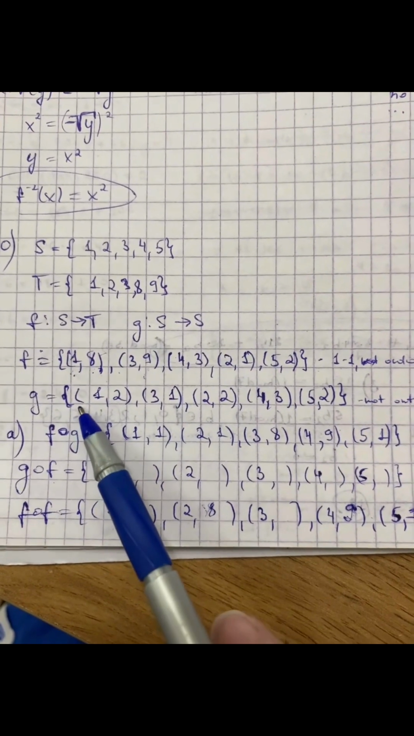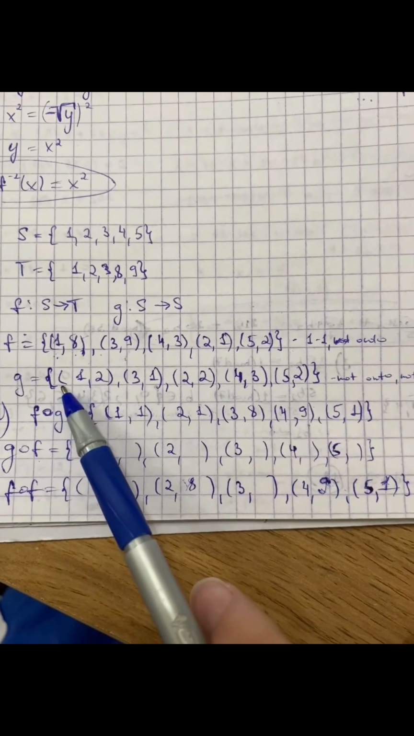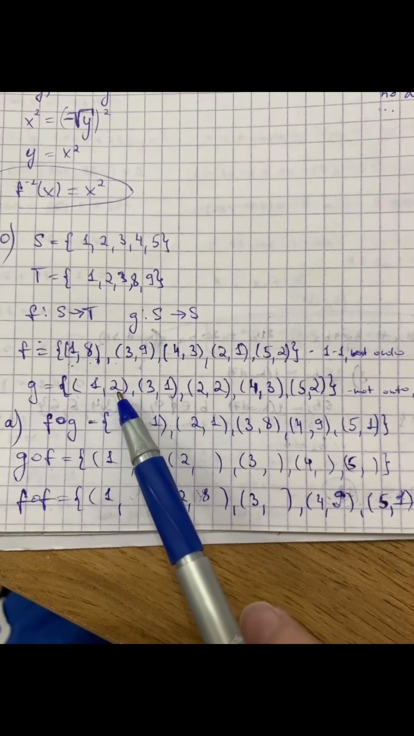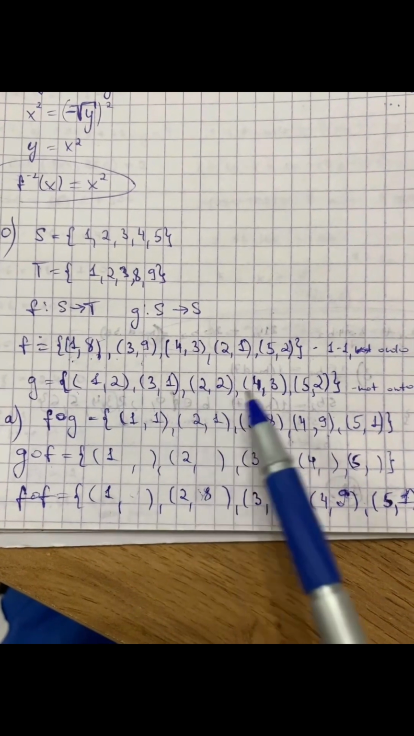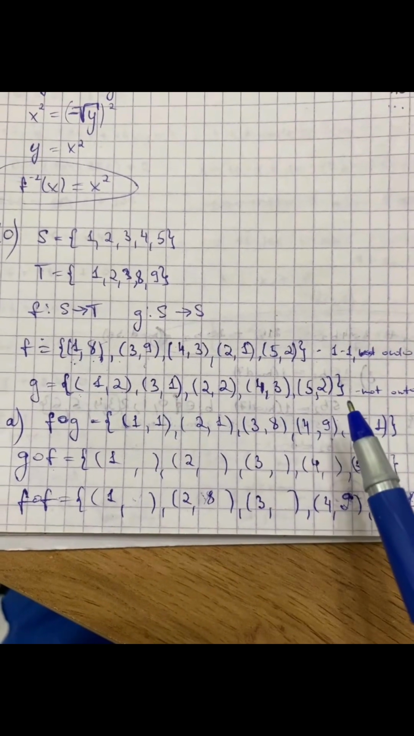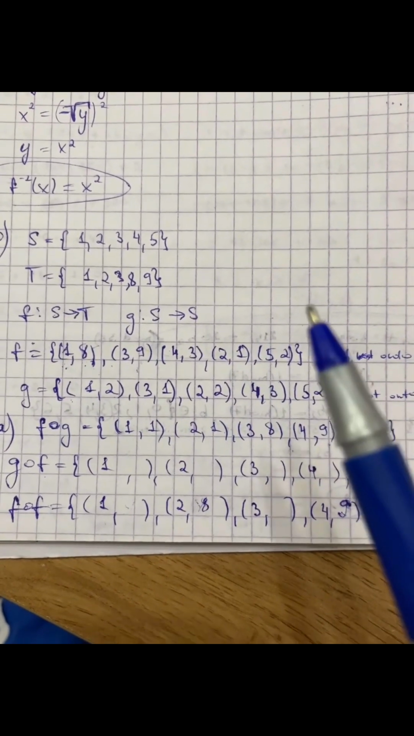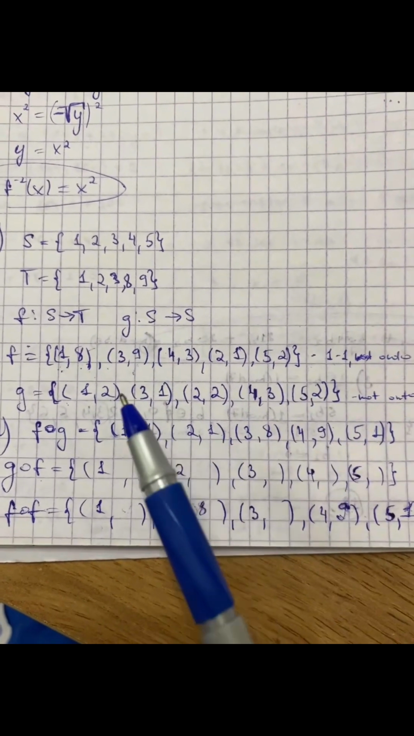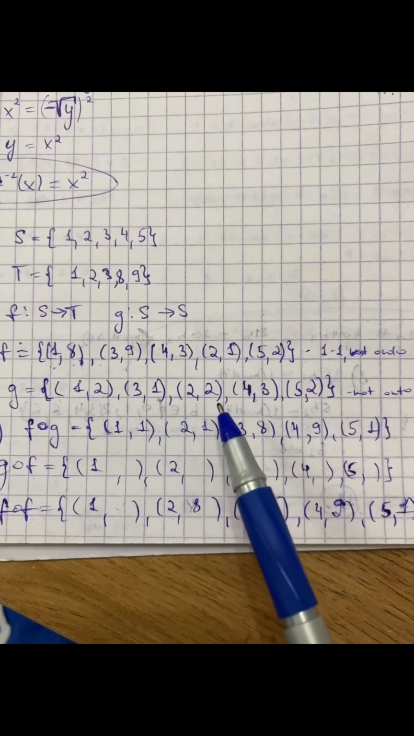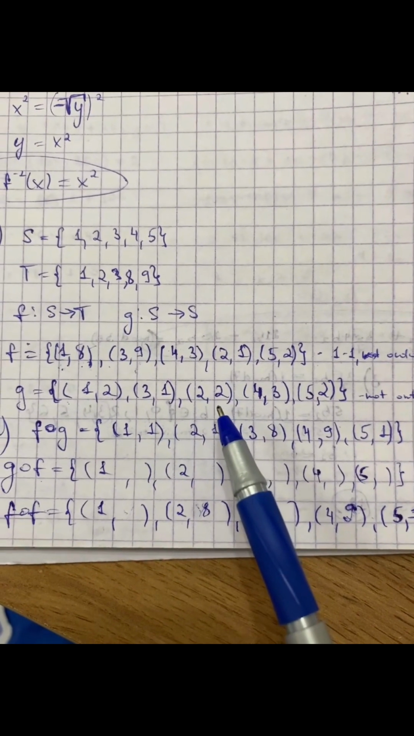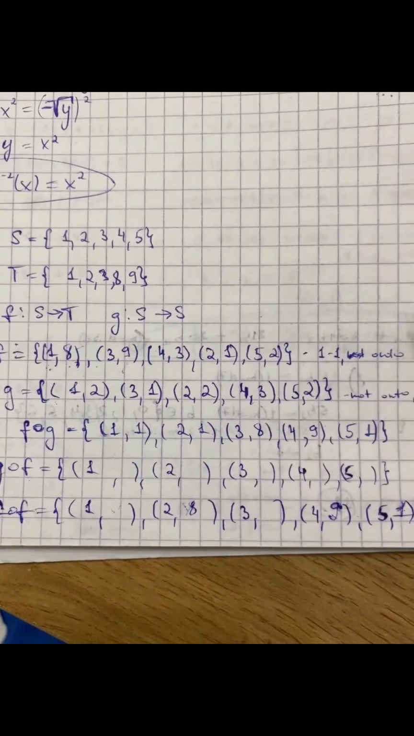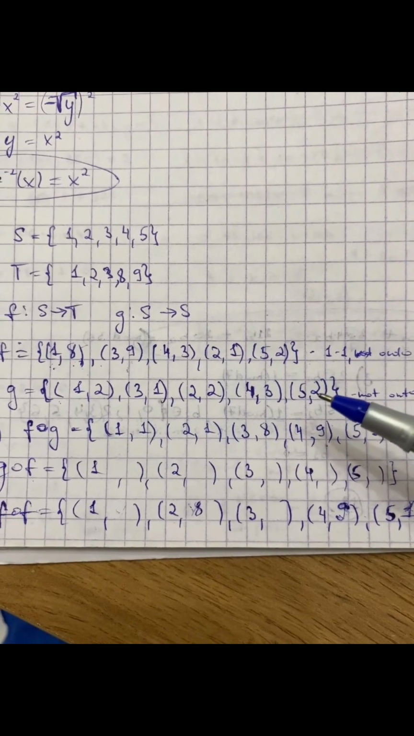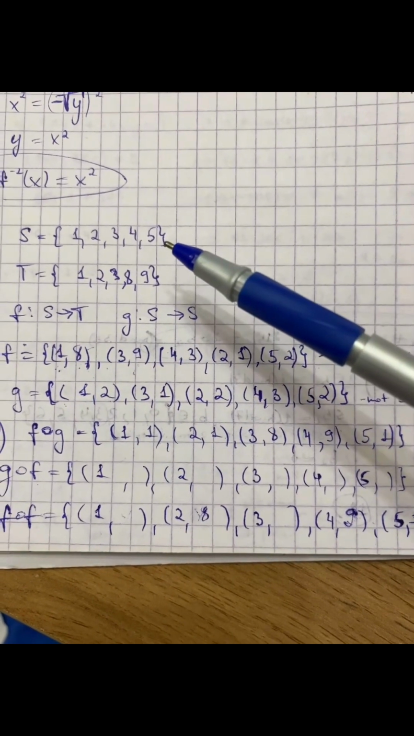So g is not onto and not 1-to-1 because it has duplicates. For example, if we input 1, 2, and 5, we get the same output. But it's also not onto because some of the values are not included. For example, we have no x mapped to our 4 value, and we have no x for our 5 value.